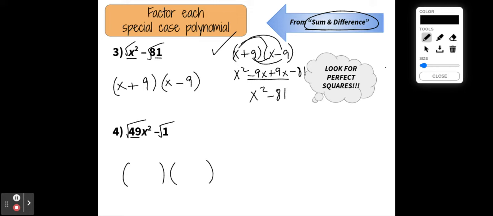Square root of 49x squared would be 7x. And the square root of 1, remember, that's just 1. 1 times 1. Middle term canceled out. They must be from a sum and a difference. So here's the factored form. And again, if you want to, you could FOIL to check. That's always a great check. Okay, you could FOIL it and see, does it get me back to the original polynomial?